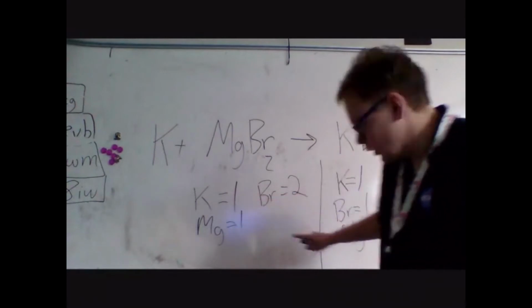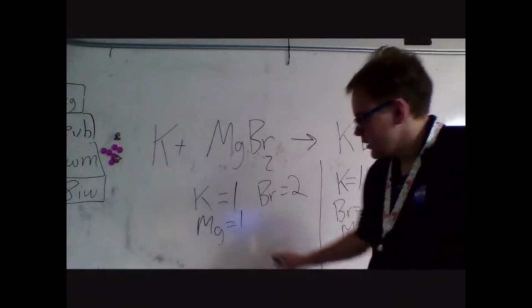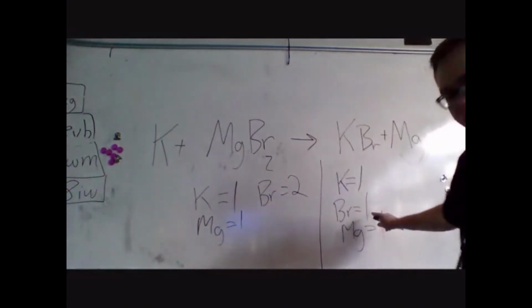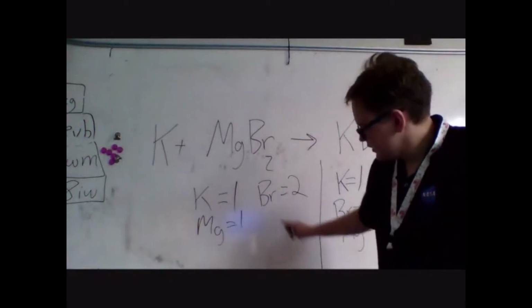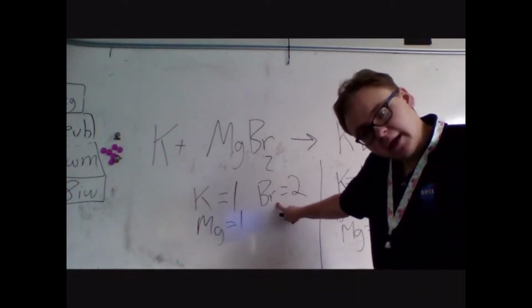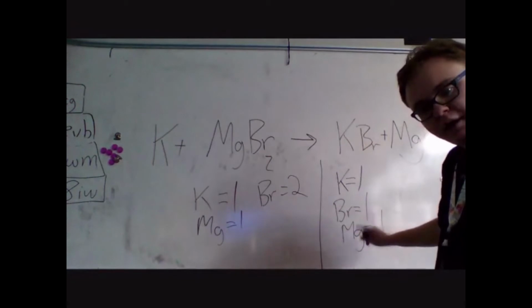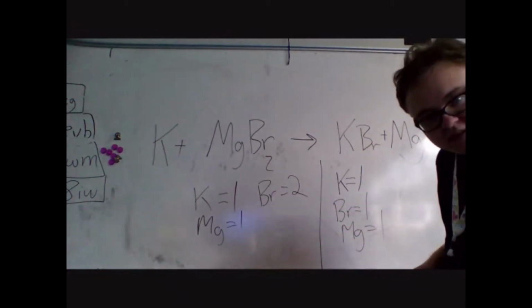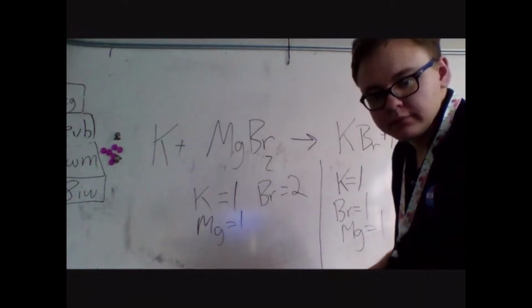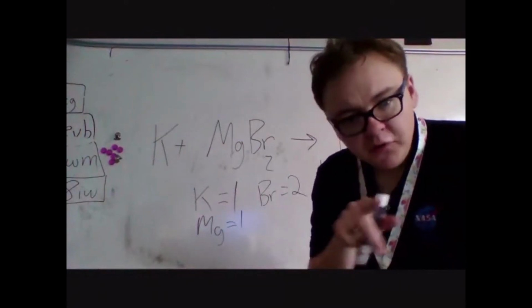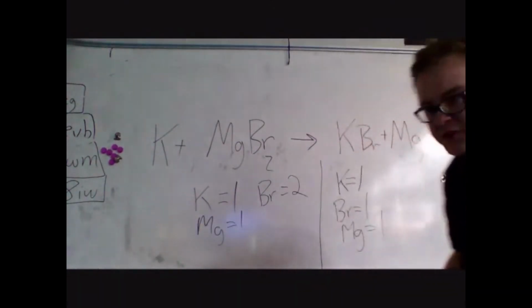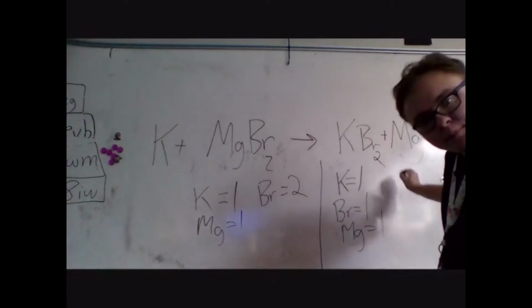Our potassium is good because we have 1 on both sides. Our magnesium is good, so we have 1 on both sides. But our bromine, there's 2 on our reactant side and 1 on our products. So that's a problem we have to fix. Maybe your first reaction to the problem is just adding a 2 on the bromine down here.